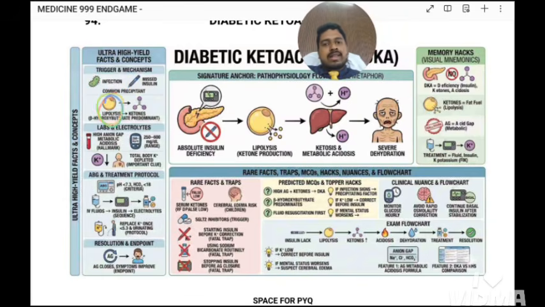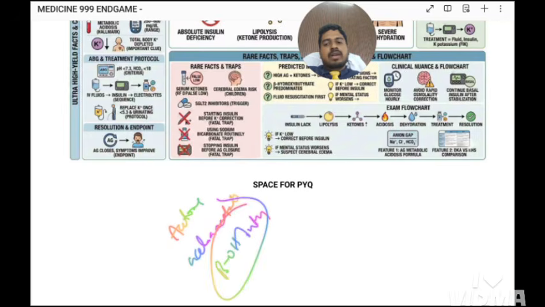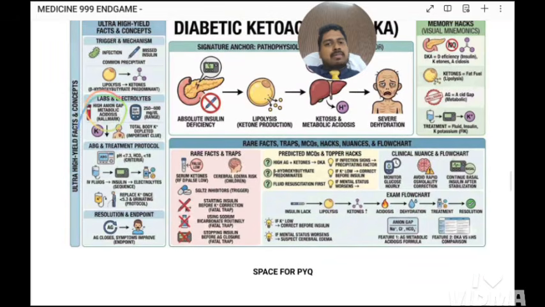So there is lipolysis, and the question will be which is the predominant ketone body, and the answer is beta hydroxybutyrate. So there are three types of ketone bodies: one is acetone, one is acetoacetate, and one more is beta hydroxybutyrate, and beta hydroxybutyrate is the most important ketone body. So what is the hallmark? Hallmark is high anion gap metabolic acidosis, that is HAGMA. Okay, and this increased anion gap is because of these ketones. Okay. Next, blood sugar will be in the level of 250 to 600.